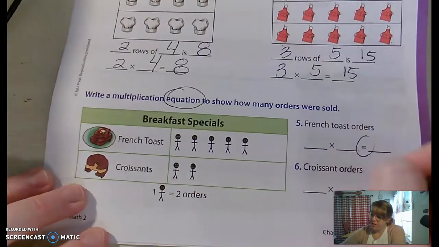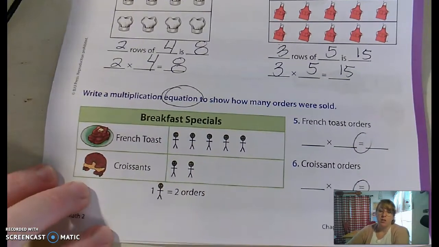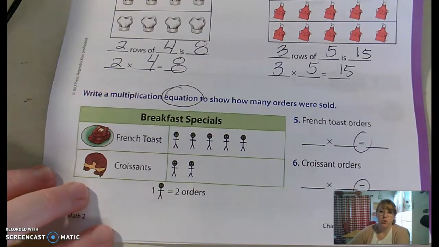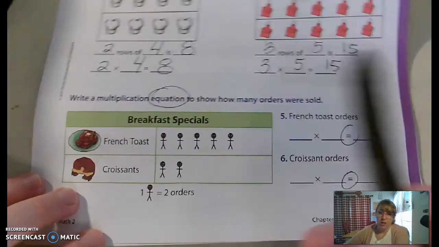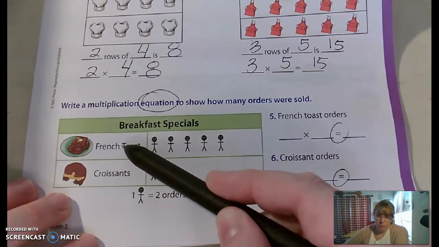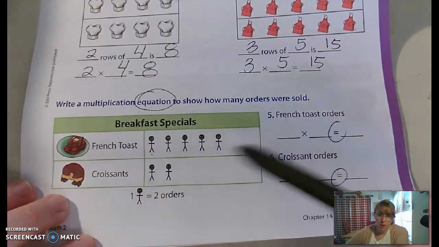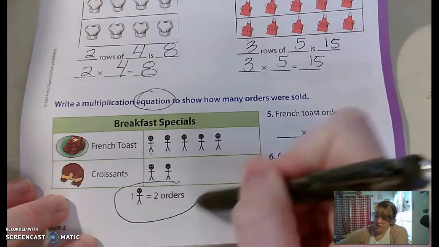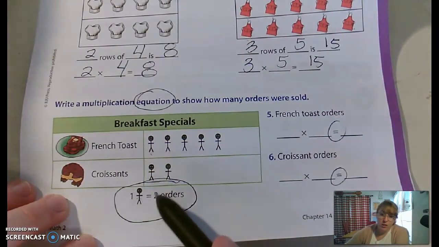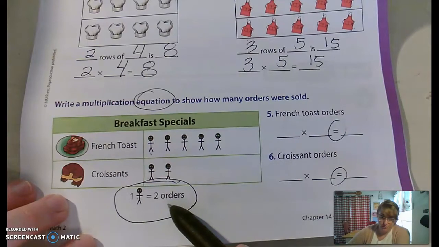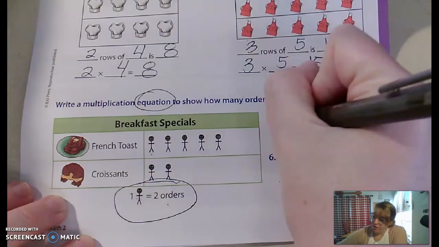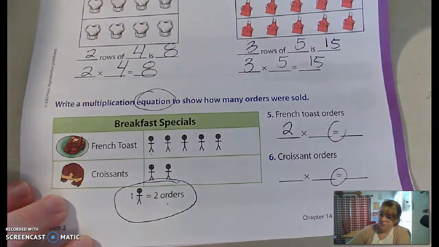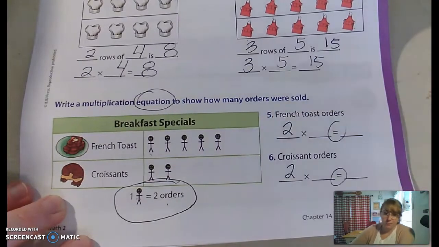Write a multiplication equation. Remember, an equation has to have an equal sign to show how many orders were sold. Okay, there's French toast. How many people bought French toast? But look at this right here. One little person equals 2 orders. So we're going to put 2 right here and 2 right here.